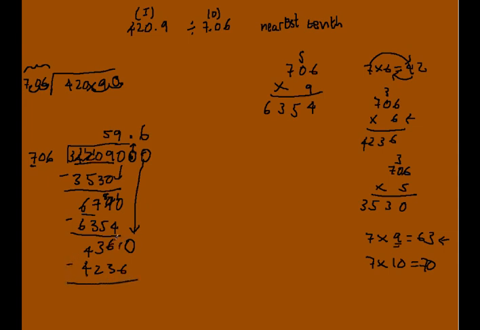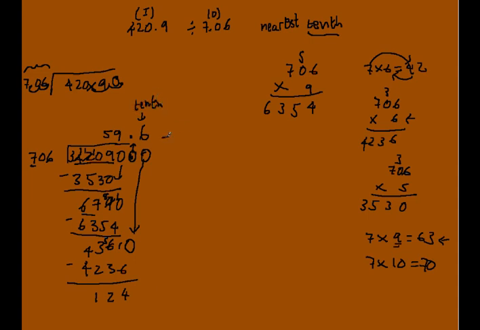So borrow 1, this becomes a 5. So 10 take away 6 is 4. 5 take away 3 is 2. 3 take away 2 is 1. Again, there's nothing to bring down. You want to keep doing the problem because they want you to round to the nearest tenth, and I'll show you when to stop because this is the tenth place.